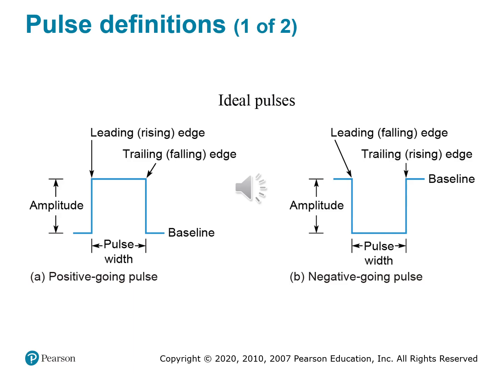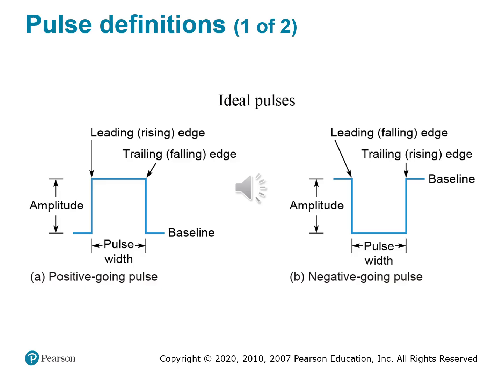The negative going pulse, which you see on the right: here the signal drops below the baseline, the leading edge falls downward, it holds low for some duration, then the trailing edge rises back to the original level. And this kind of pulse appears in inverted logic or as part of differential signaling schemes.